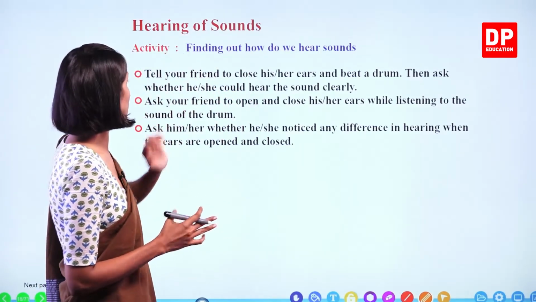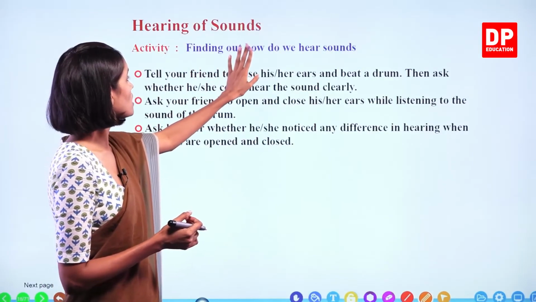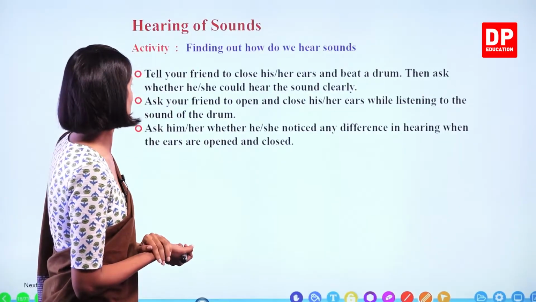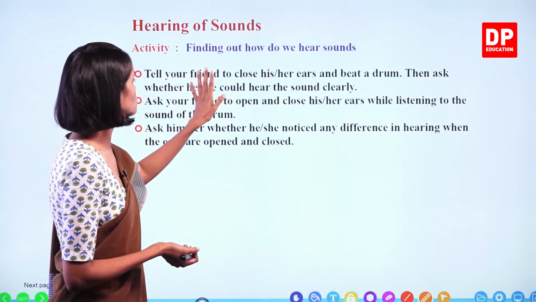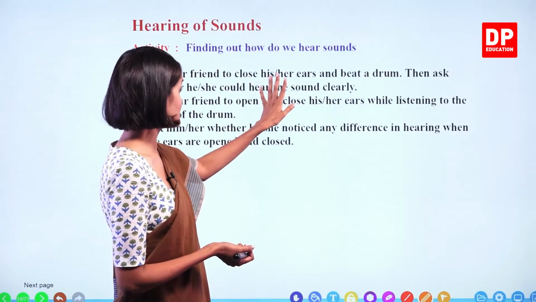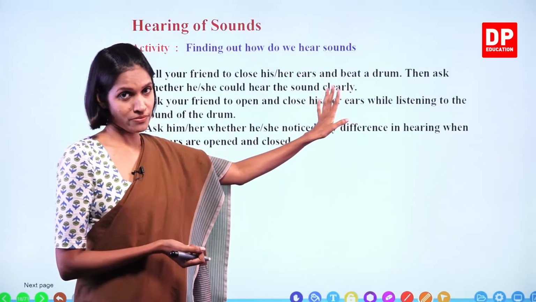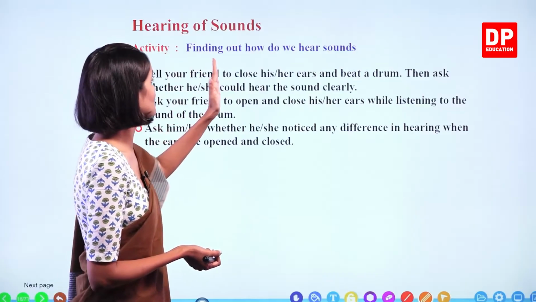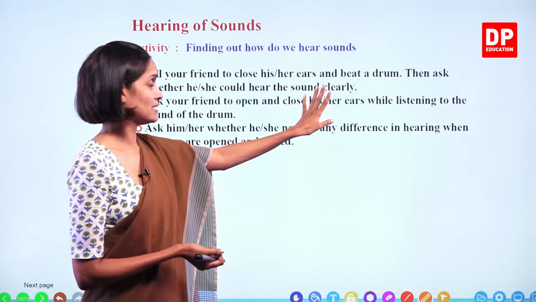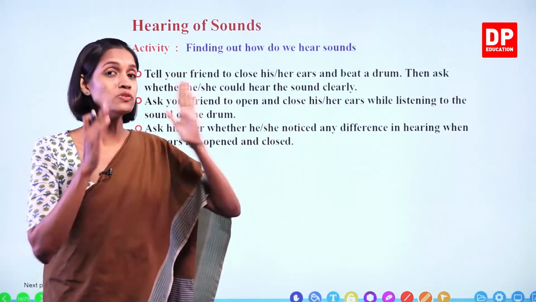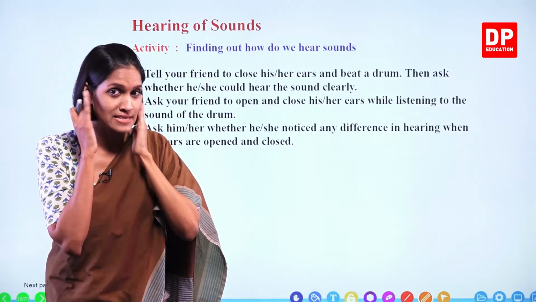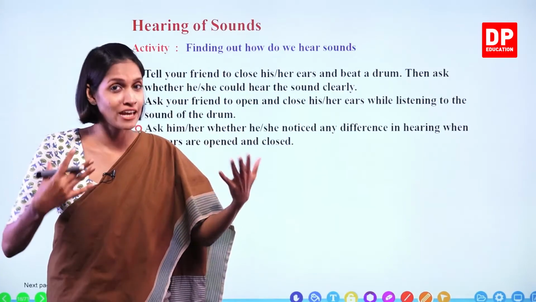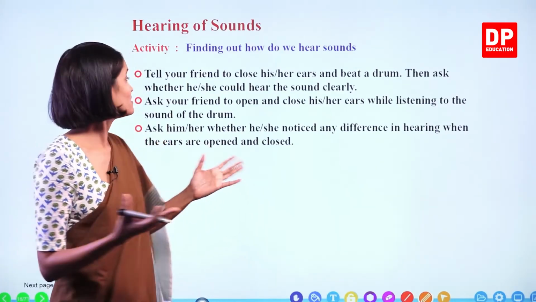Let's go through this activity. Finding out how we hear sounds. So how to do this activity? Tell your friend to close his or her ears and beat a drum. Then ask whether he or she could hear the sound clearly. Ask your friend to close his ears like this. Right? Then start to beat a drum and ask whether he can hear it clearly.